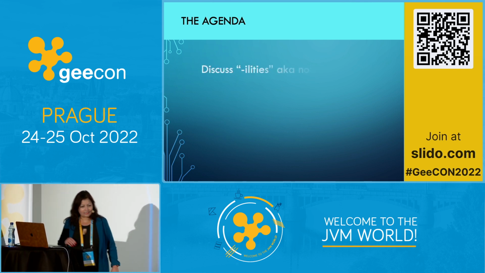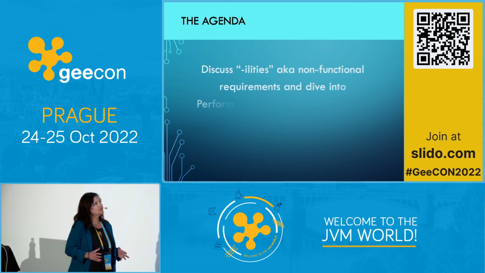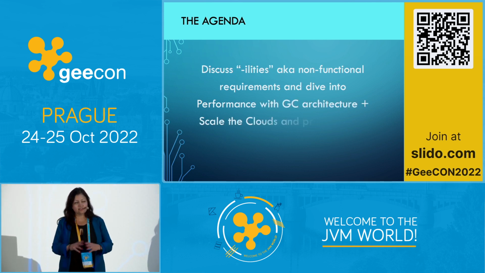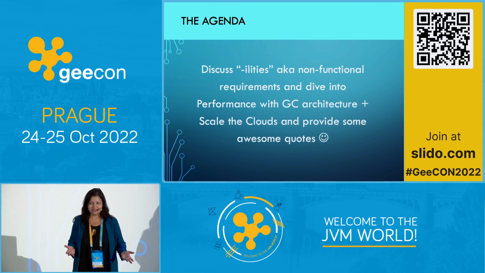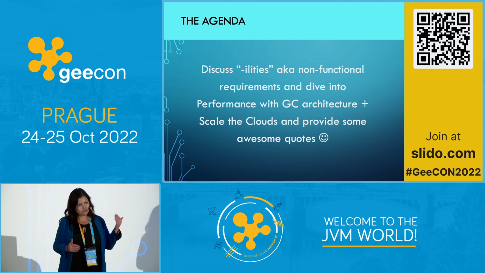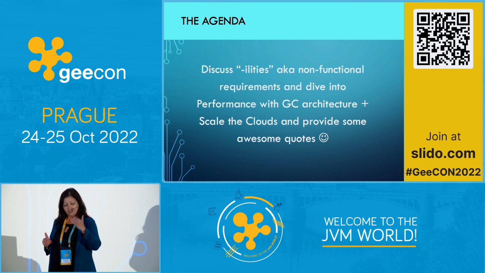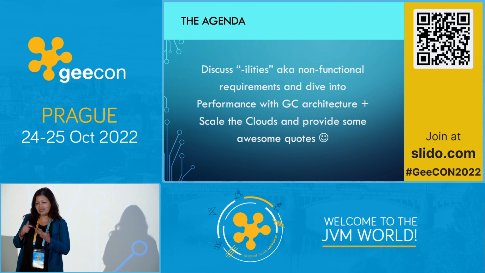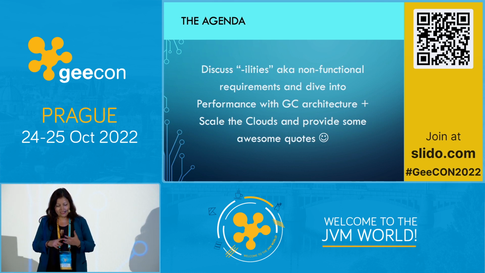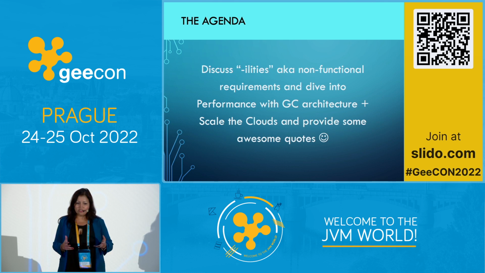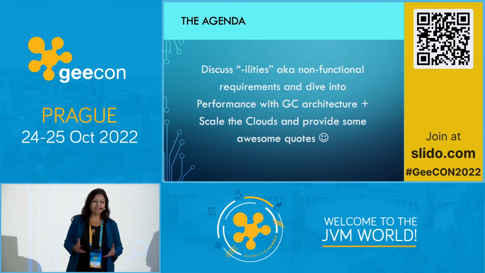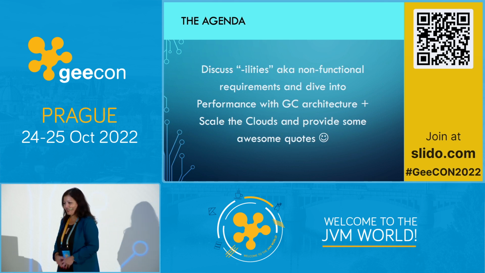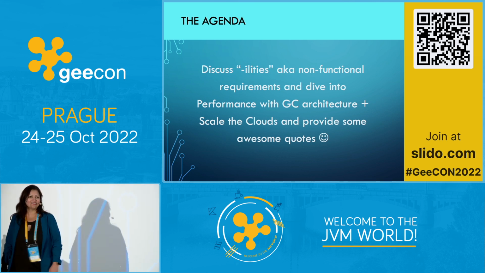So I wanted to talk about the agenda in a way that tells a story of what this presentation is about. I'm going to discuss non-functional requirements, and I'm going to drive it from the performance and then the scalability angle. The way we're going to do it is we're going to architect a garbage collector so we can see the performance. And for scalability, we're going to look at scalability in the cloud. Okay? And then I'll have some awesome quotes at the end.